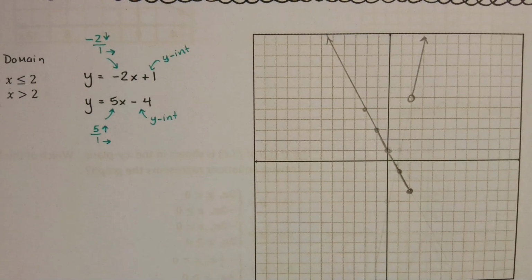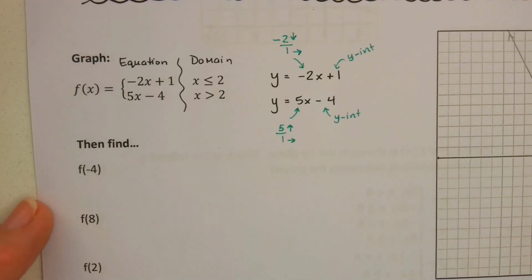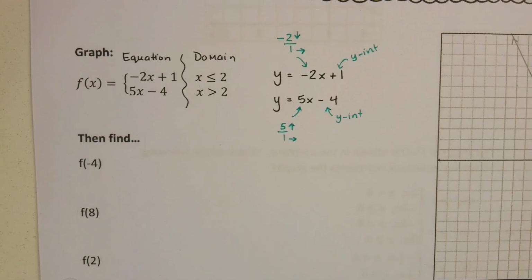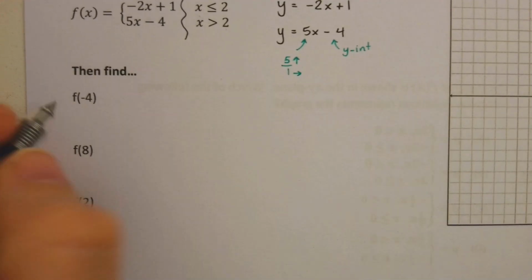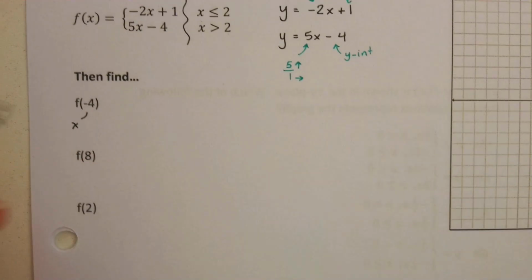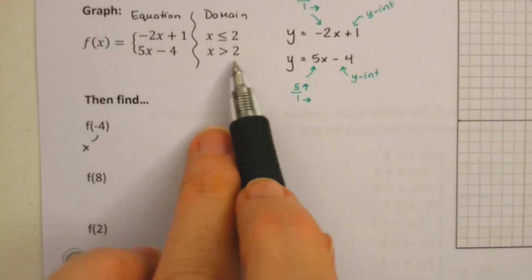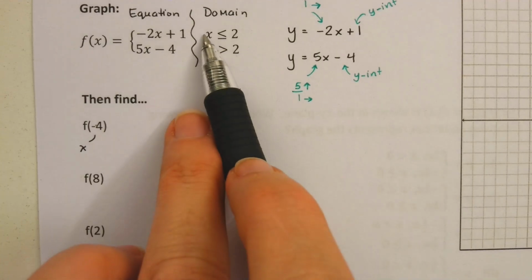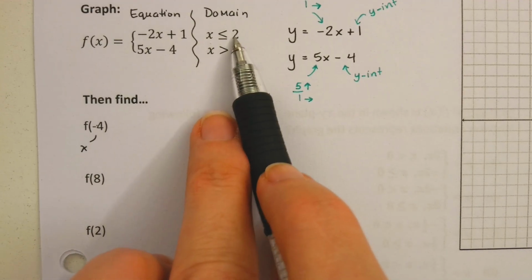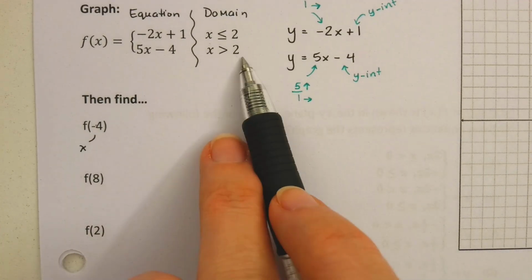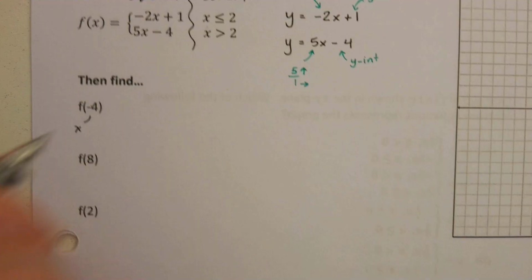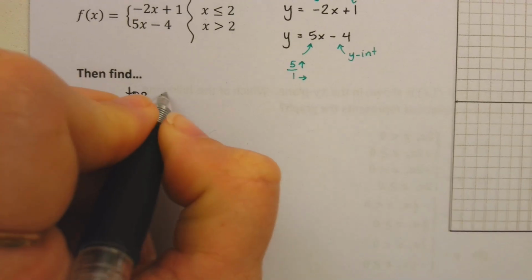Alright, I'm going to switch back to my pen now so I can answer the questions on the left. We're asked to then find some values. Now some of these you might be able to see in the graph. Some of them you might have to use one of the equations for. Remember, the number inside the parentheses does represent an x value. So we want to look at the two domains and say, would -4 be when x is less than or equal to 2, or would it have been when x is greater than 2? Is -4 less than or equal to or greater than 2? It's less than or equal to, so we're going to use the top equation to evaluate this one.